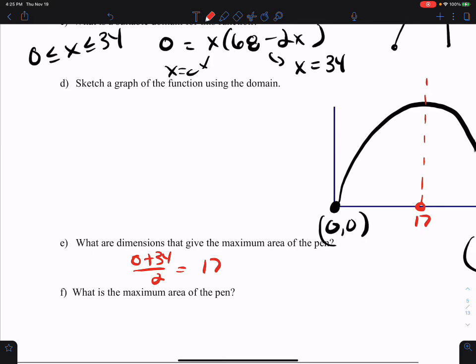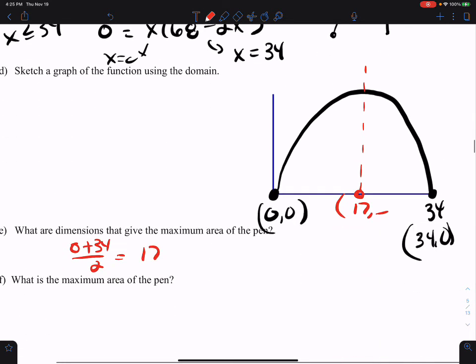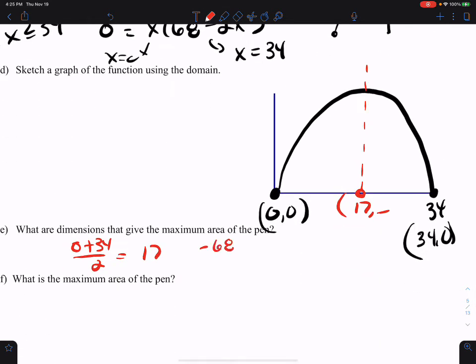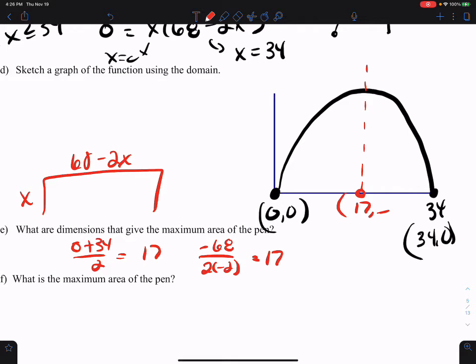Now that's just the x value. Or again, you could use that fancy formula. We have standard form, negative b over 2a. The opposite of b over 2 times a will give you the same thing. So if we want to know the dimensions, we know x is 17. So if this was x by 68 minus 2x, our dimensions would be 17. And then if we plugged in 68 minus 34, which is twice 17, that gives us 34.